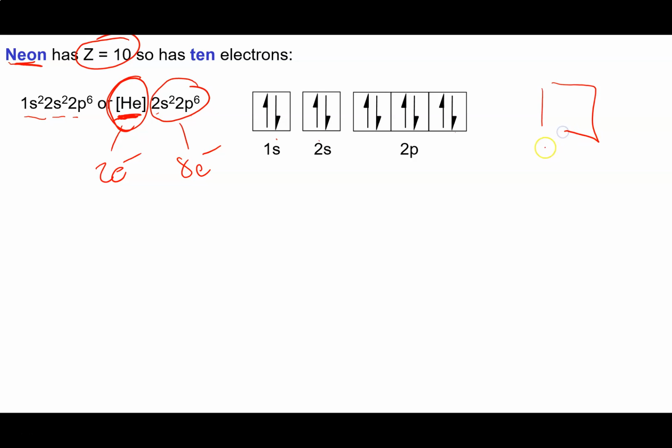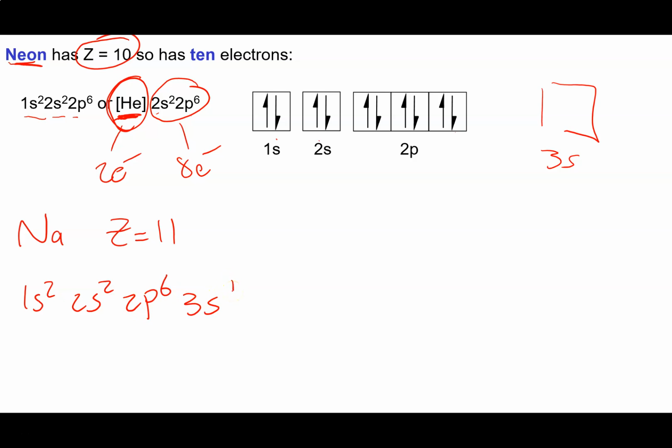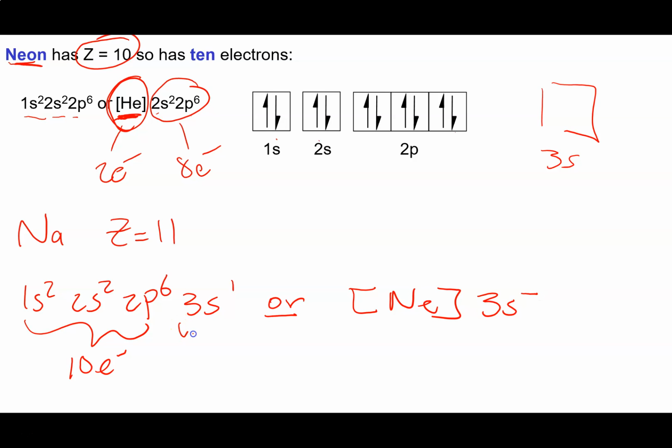So we know now that according to our Aufbau diagram, if we were to go on to the next element, which is sodium, sodium has atomic number 11, and it would have electron configuration 1s2, 2s2, 2p6, 3s1. Neon is the noble gas that comes before sodium, so the neon would represent the 10 core electrons, and then the 3s1 would be written for the outer electron.